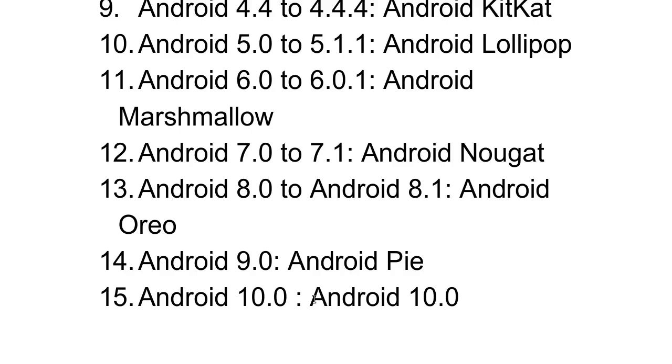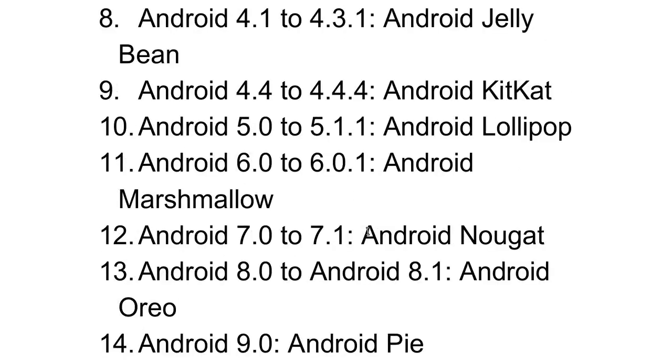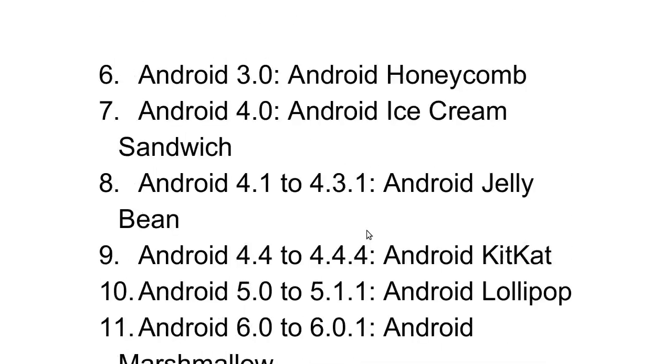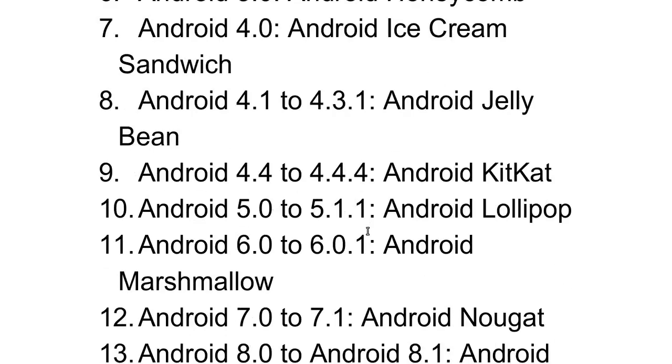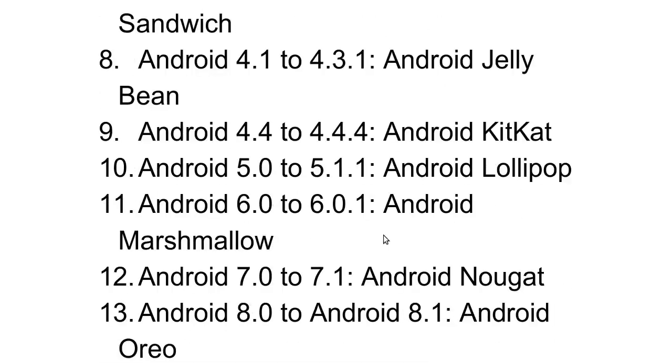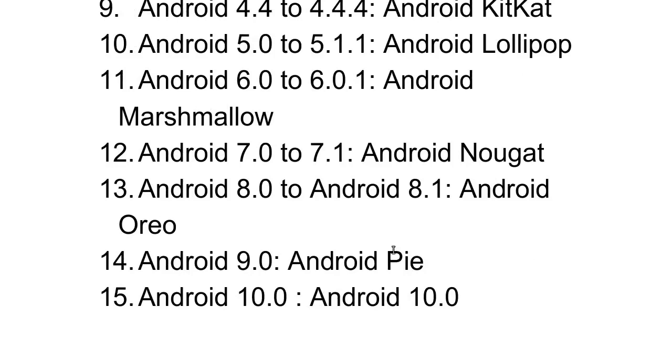If you look closely, you can see that from Android 9 back to the previous versions from Android 1.5, all these names are the names of desserts, so you can remember these names very easily. So Pie, and Android 8 is Android Oreo, Oreo is a biscuit. So all these are the names of desserts.